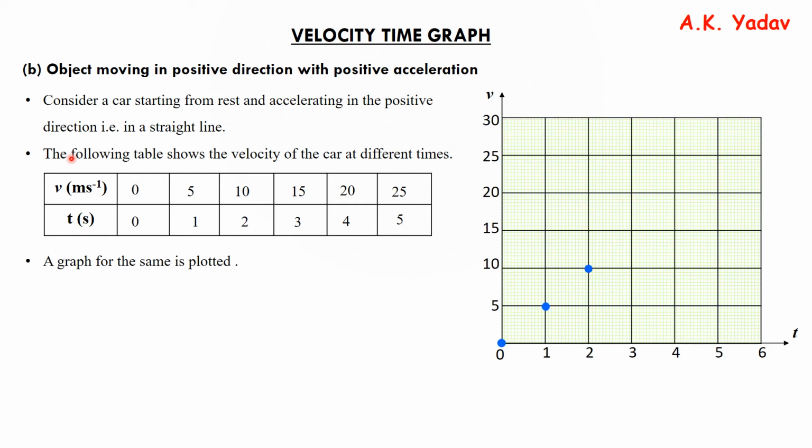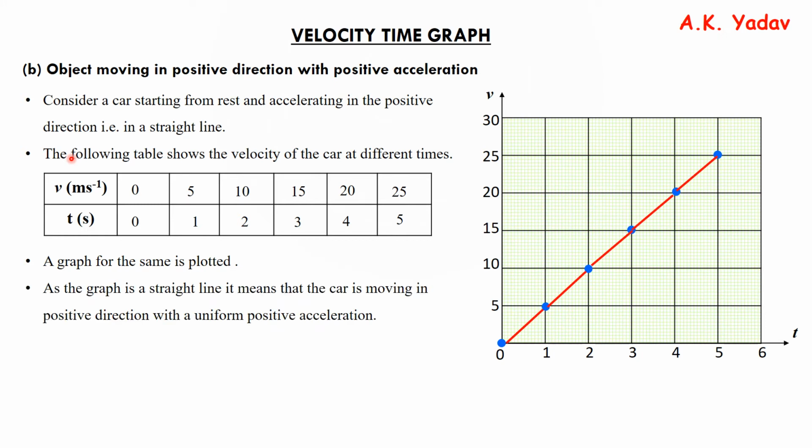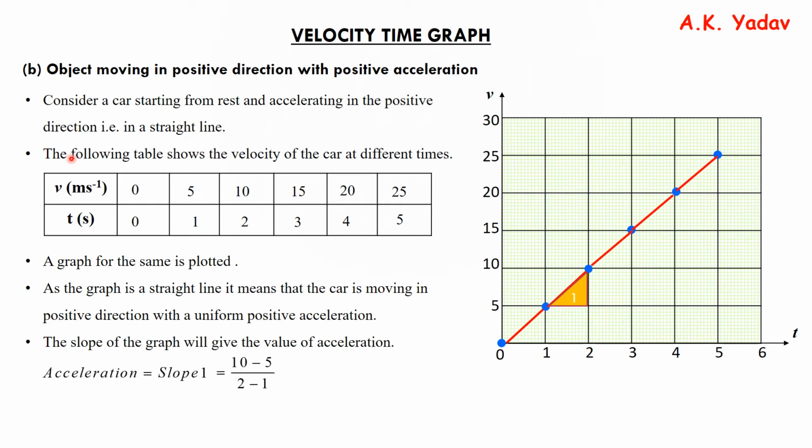Let us plot this on the graph, and what we get is a straight line. As the graph is a straight line, it means that the car is moving in the positive direction with a positive uniform acceleration, and the slope will give the value of acceleration. The first slope is equal to 10 minus 5 upon 2 minus 1, which gives 5 meter per second square. The second slope will be equal to 20 minus 10 upon 4 minus 2, which again gives 5 meter per second square.